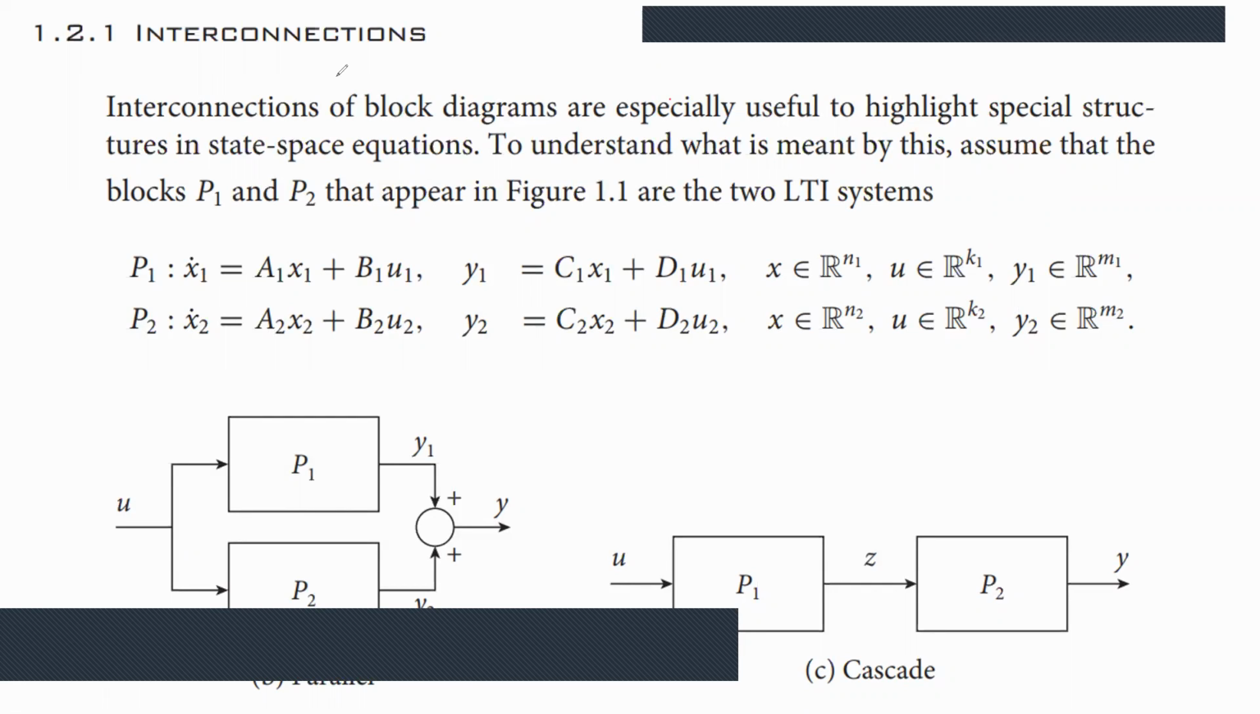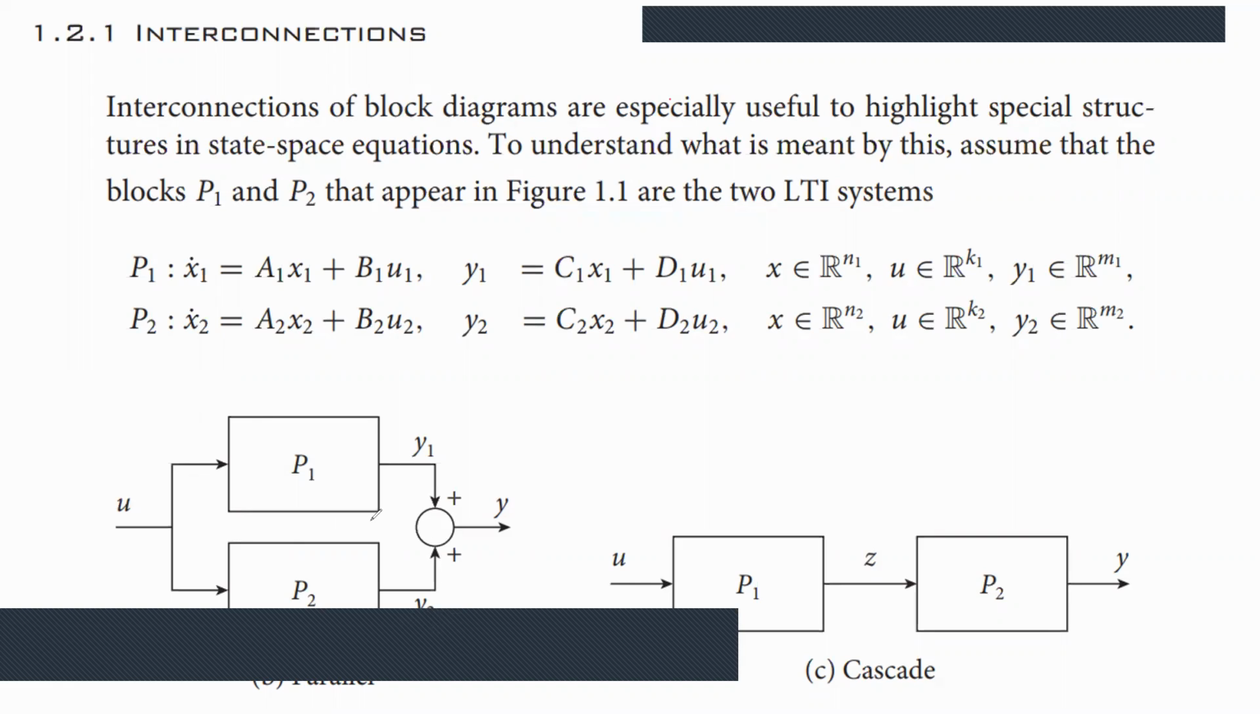Okay, interconnections. Interconnections of block diagrams are especially useful to highlight the special structure in the state space equations. To understand, we primarily assume there are two blocks, P1 and P2, and we primarily consider the parallel block. We have the output of P1 as Y1 and of P2 as Y2, and we have the input U.